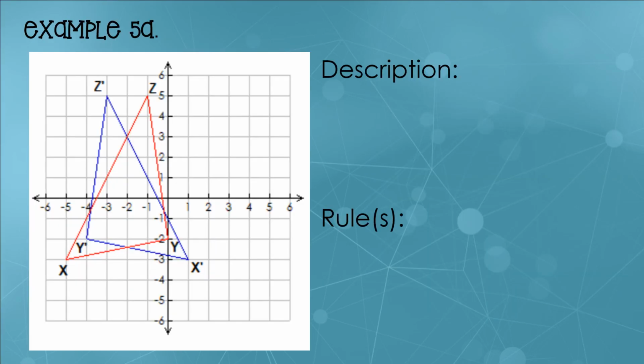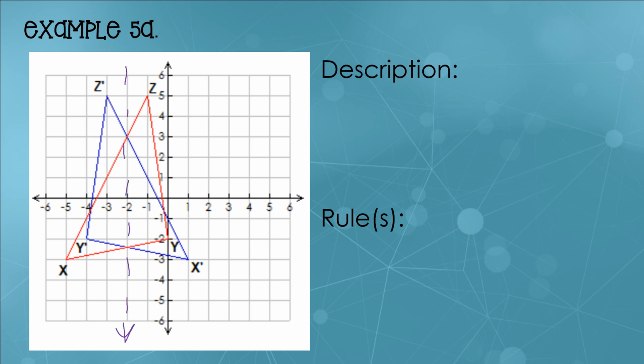For the last few examples, we're identifying what it reflected over. So to do that, find the middle of your pre-image and your image. So you can focus on one point. So for this example, I'm going to look and find the middle between Z and Z prime, and that is this vertical line right here.